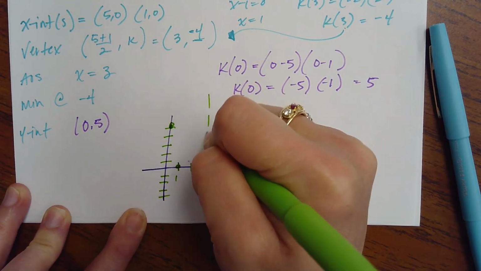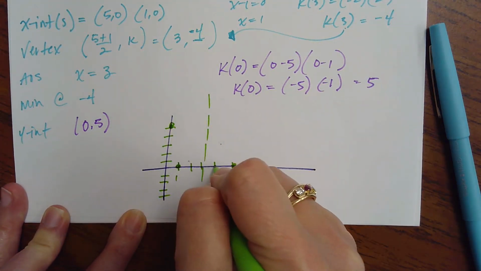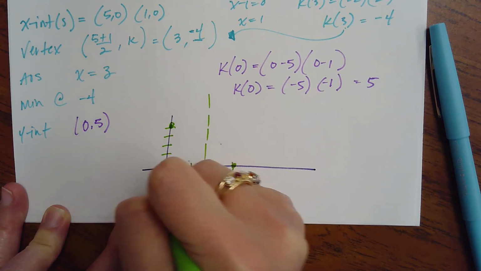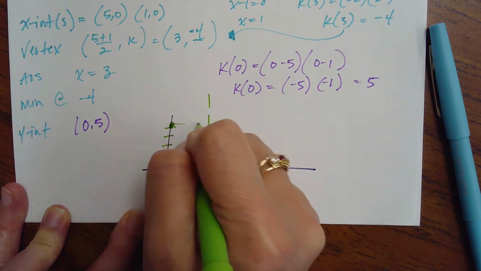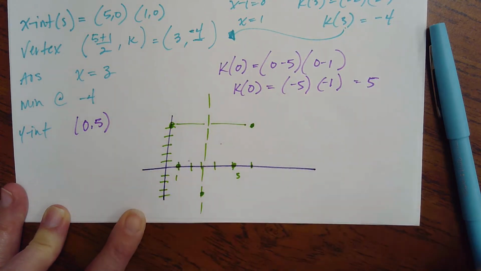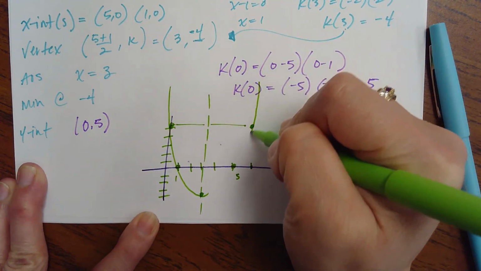Since this is our axis of symmetry, right down the middle, we can reflect that point. The distance from here to here is 3. So I'm going to do the distance from here to here is 3. So I get another point and then connect it with a smooth curve.